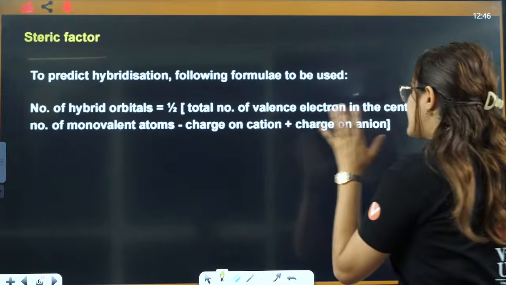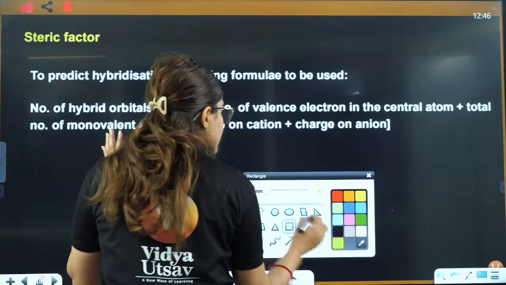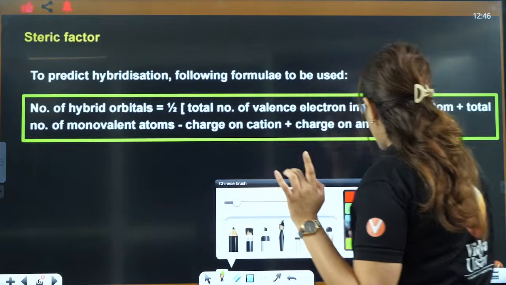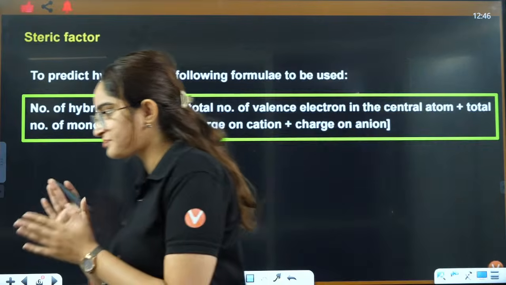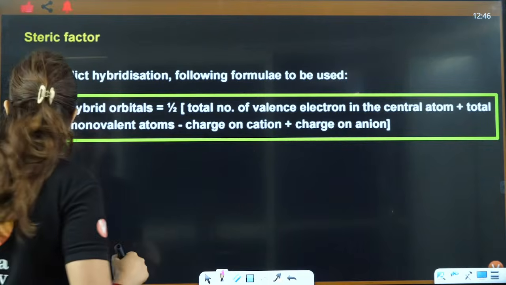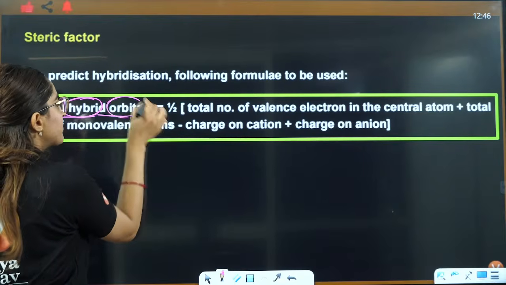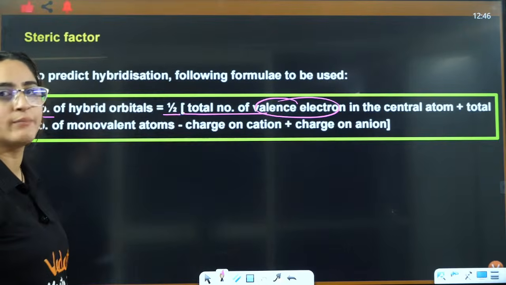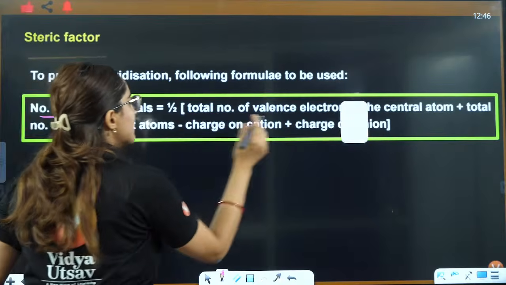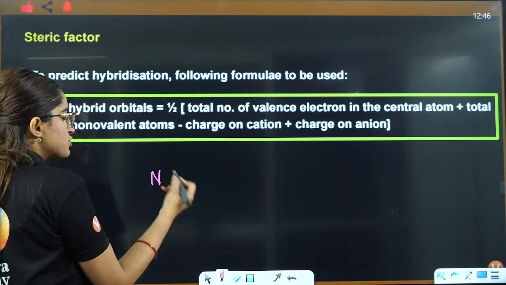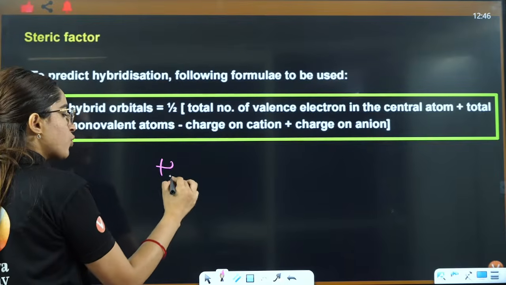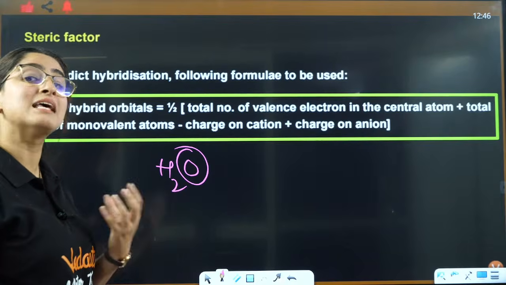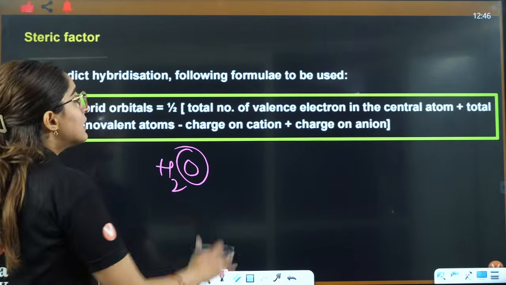To calculate the steric number, we have this formula, which we will apply everywhere. Now see, the formula says the number of hybrid orbitals is equal to half the total number of valence electrons in the central metal atom. The central atom can be nitrogen or oxygen, like in water, H2O. The central atom is oxygen, the one that has more electronegativity and is less in number.